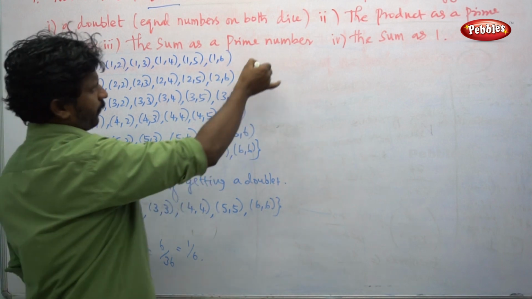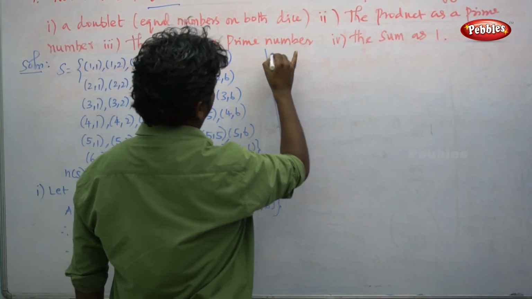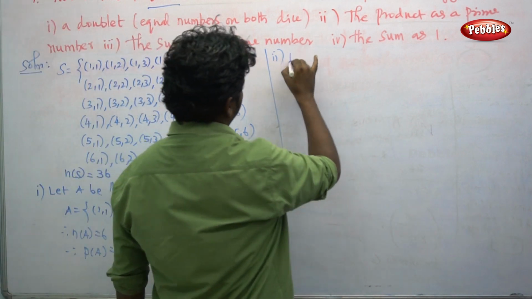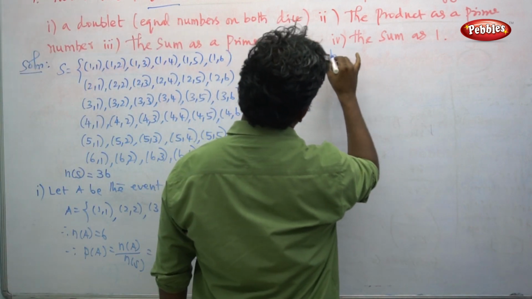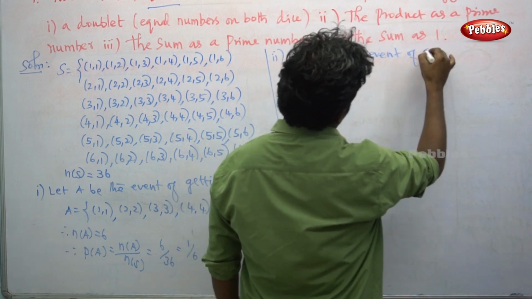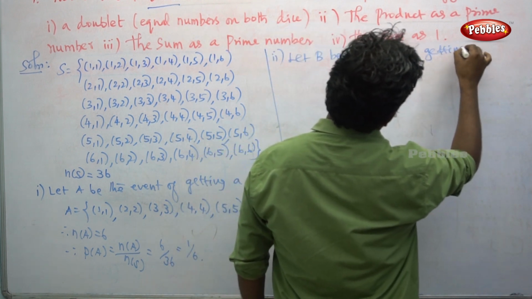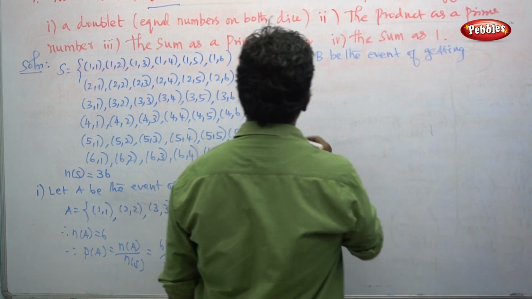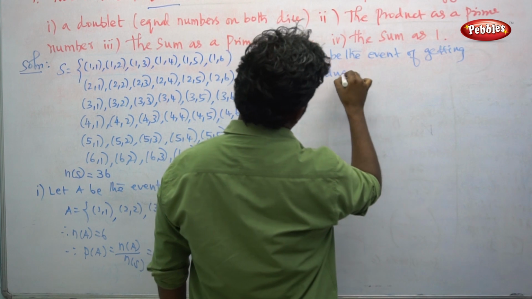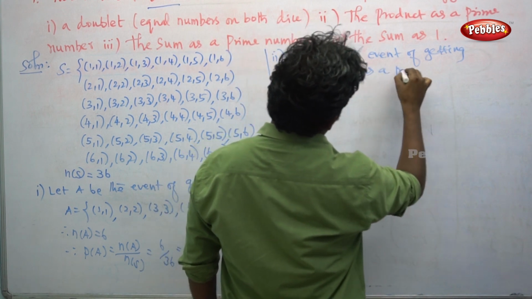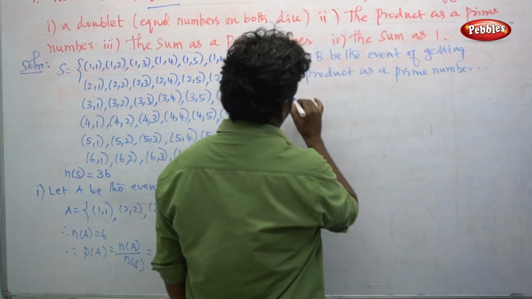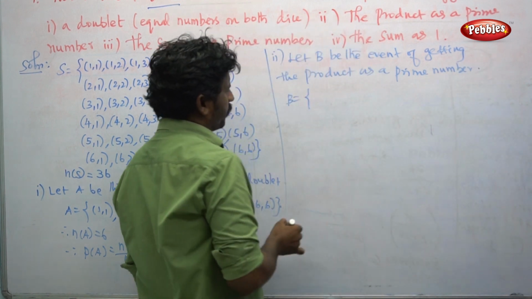Second point பாருங்க. The point 2. The product has a prime number. Let B be the event of getting product, the product has a prime number. ரெண்டு நம்பரை ப்ராடக்ட் பண்ணால் நமக்கு ப்ரைம் நம்பர் கிடைக்கும். அந்த ரெண்டு நம்பர் எதுன்னு பார்க்குறோம்.